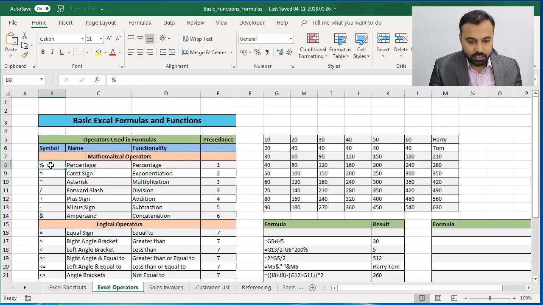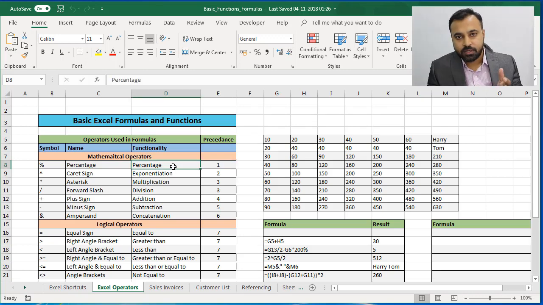So the symbol is percentage and the precedence is 1. What do you mean by precedence? Like in mathematics you have learned BODMAS, brackets, orders, division, and so on. So there is also precedence in Excel, wherein Excel will calculate percentage first. Whether percentage is given last in the formula, still Excel will calculate percentage first. So the percentage has got a precedence 1.